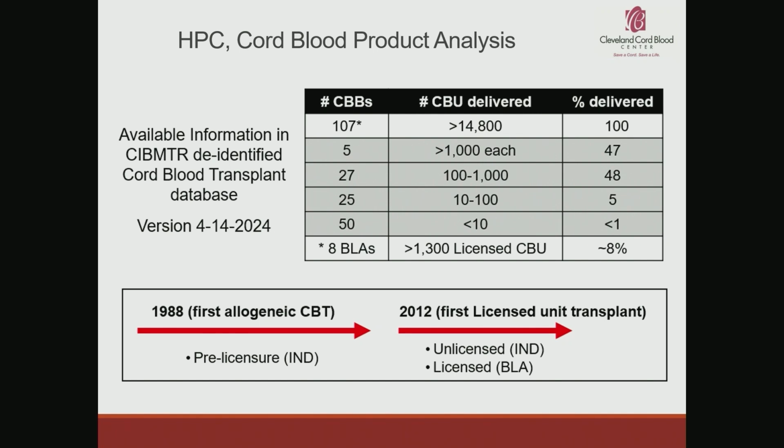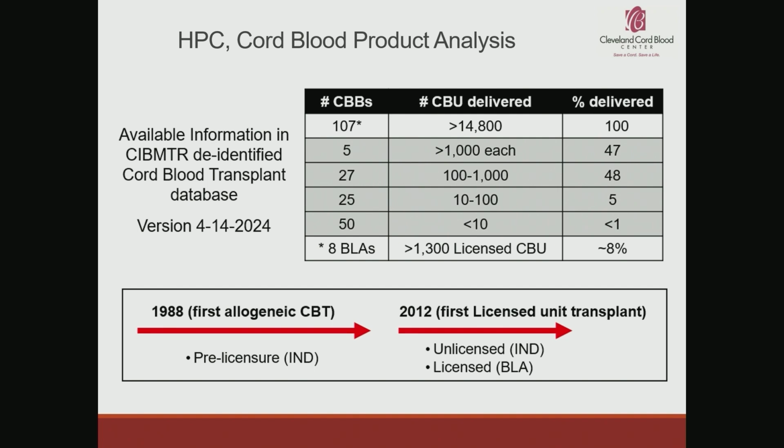With respect to the cord blood banks, as far as the data table told me, 107 cord blood banks delivered just under 15,000 units for cord blood transplants globally. If you look at the contribution of individual cord blood banks, 5 cord blood banks each provided more than 1,000 units and accounted for almost half of all those transplants performed. The other half is provided by cord blood banks that provided between 100 and 1,000, or 10 and 100 units.